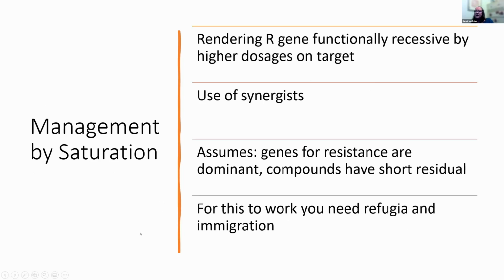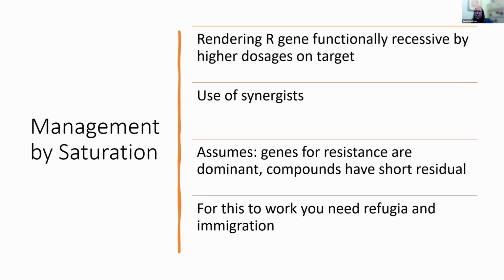And then you have the exact opposite. You have management by saturation. So you have these resistance genes out in the population, and you render them functionally recessive by using such a high dosage that the resistance gene in the particular individual is still overcome by the insecticide.